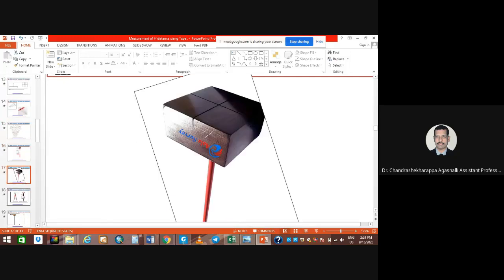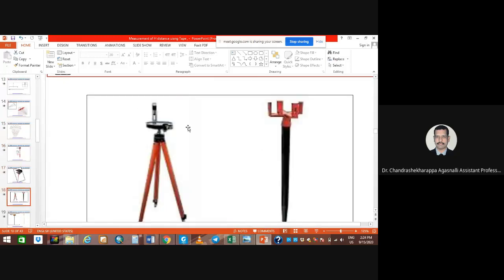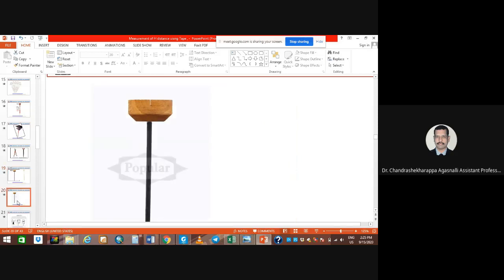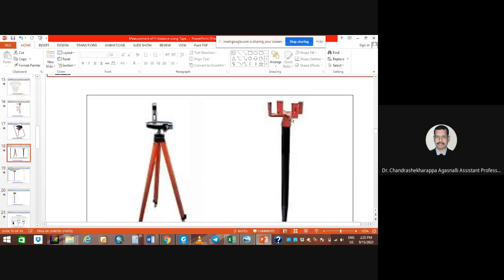All right, so here is the compass. Generally we can use it, but it's very difficult to fix with the tripod and all. But with the cross staffs, you can easily do it. It's actually the popular one. Use the wooden cross staffs for that, not the compass, not the other one.